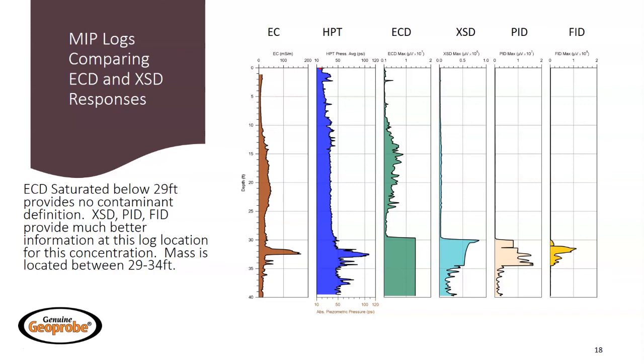Most operators do not use an ECD, and investigators must be careful in the interpretation of data from the ECD as it can be misleading. If one is used, it is best used along with the XSD, PID, and FID detectors.